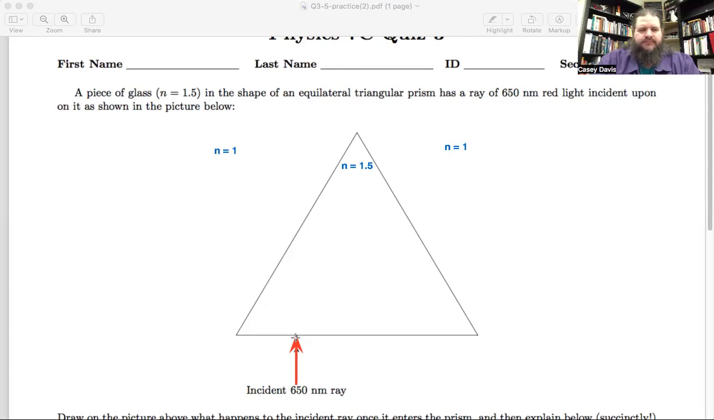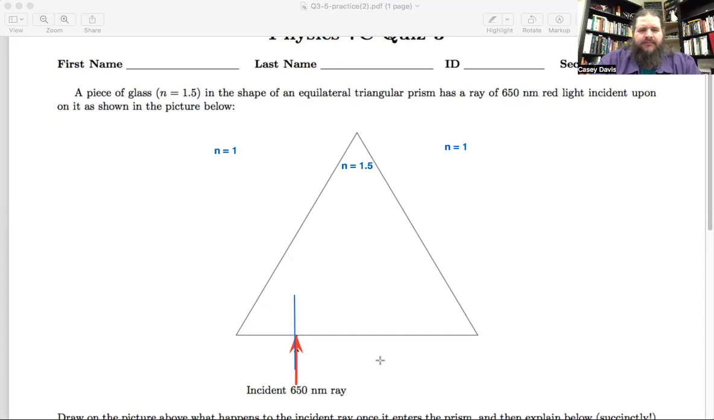It goes straight through, no bending. Yeah, in this case, it should just go straight through. In fact, in general, anytime light's approaching a surface perpendicular to the surface, it should just go straight through. Because if we draw out a normal line at that location, what angle does that ray of light make with the normal line itself?